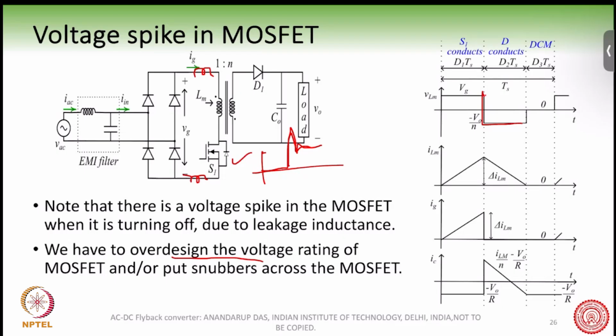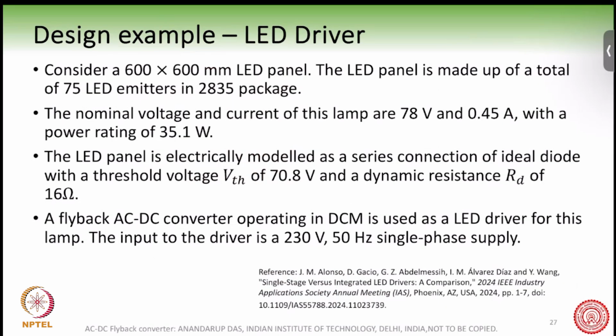So we put some over-designing on the voltage rating of the MOSFET, but we can also put snubbers across the MOSFET. You can see some literature where these are analyzed in detail. So let us take a small example of an LED driver, because I told you the DCM flyback, AC-DC flyback converter under DCM operation is frequently used for LED driving.